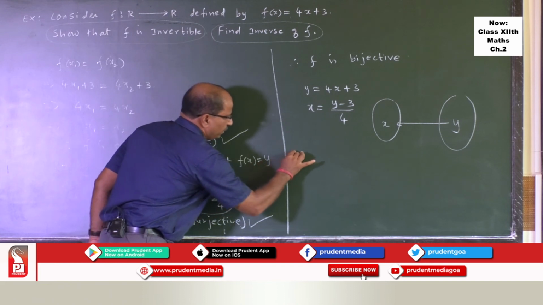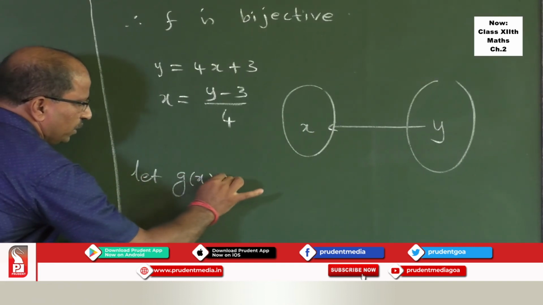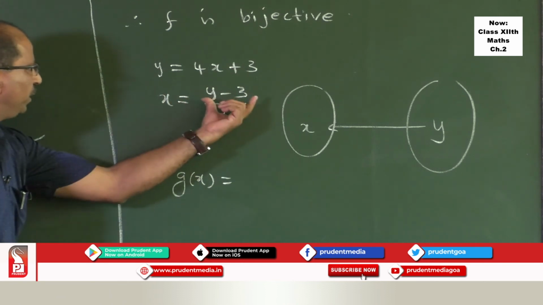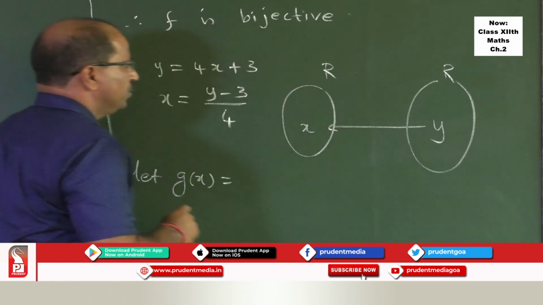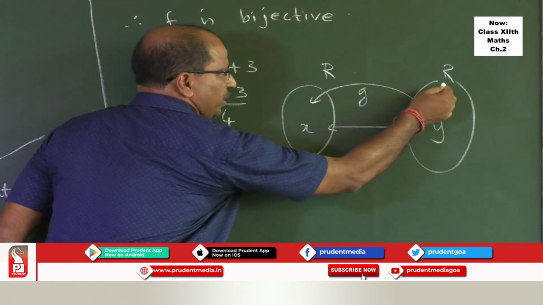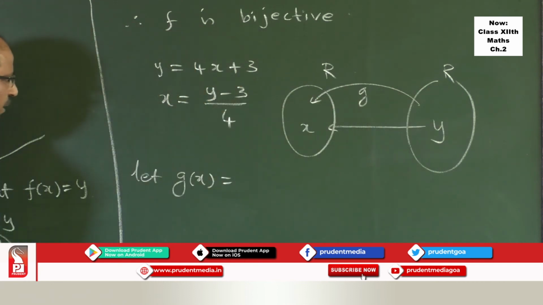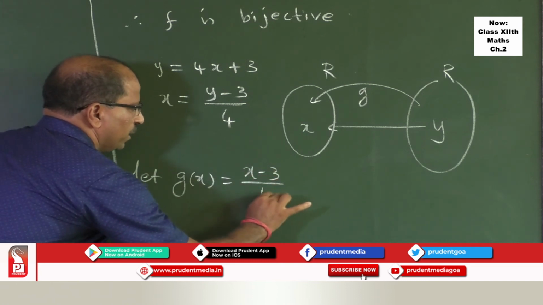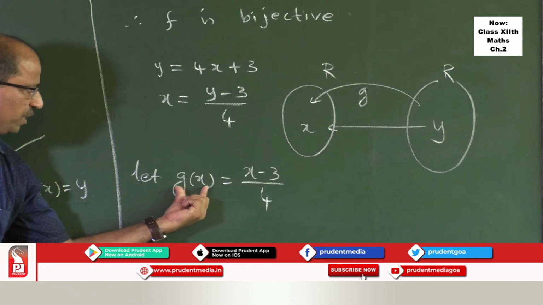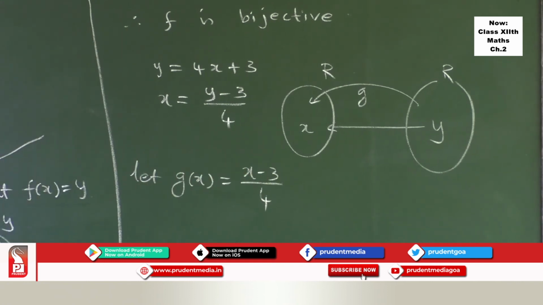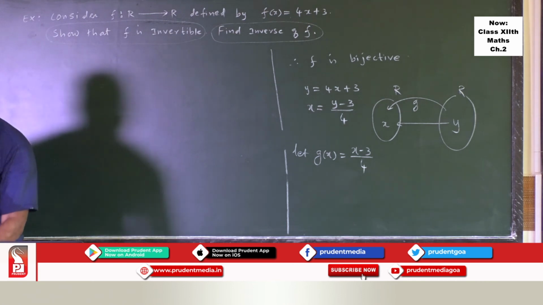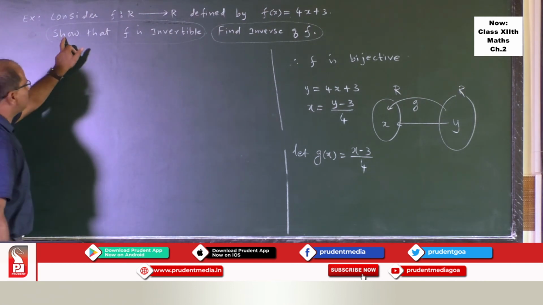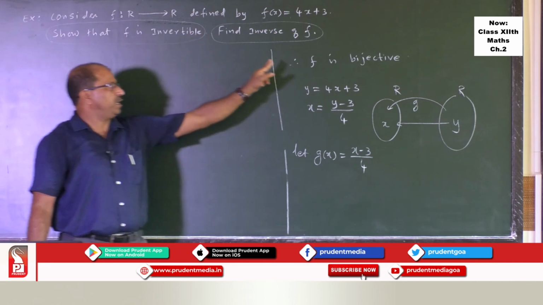So we will define, let g of x be equal to, I define a new function from real to real, reverse, from real to real. This is real set, this is also real set. So g we will define from this real set to this real set. So g of x is equal to x minus 3 divided by 4. Exactly what we get here, we define g of x equal to x minus 3 upon 4. Now let us see whether this g which we have defined is an inverse function of the function f or not. Because we already said that the function has inverse. How we know that the function has inverse? Show that f is invertible. This part is already done. f is bijective.